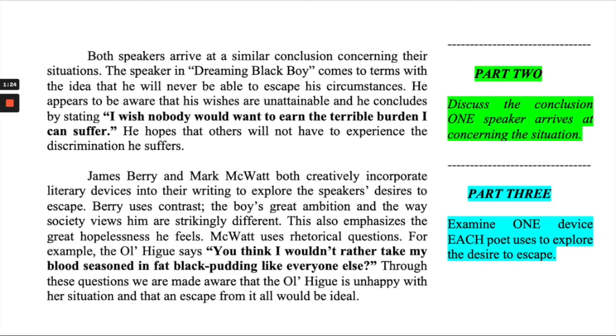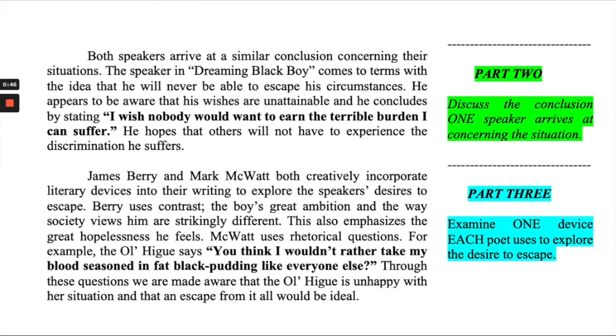Both speakers arrive at a similar conclusion concerning their situations. Now, this is just a transition. I am not going to speak about both of them. I'm focusing only on Dreaming Black Boy, right? The speaker in Dreaming Black Boy comes to terms with the idea that he will never be able to escape his circumstances. He appears to be aware that his wishes are unattainable, and he concludes by stating, "I wish nobody would want to earn the terrible burden I can suffer." He hopes that others will not have to experience the discrimination he suffers.